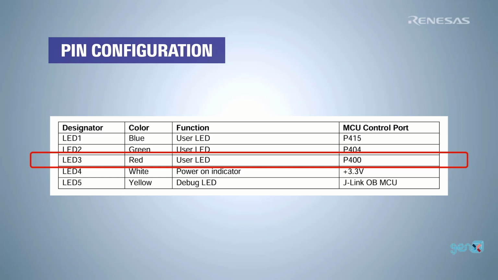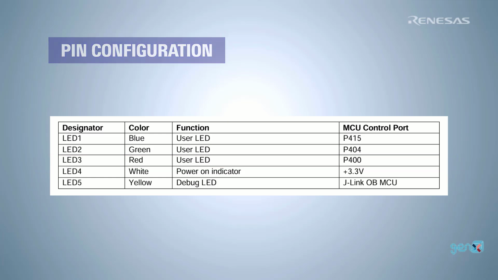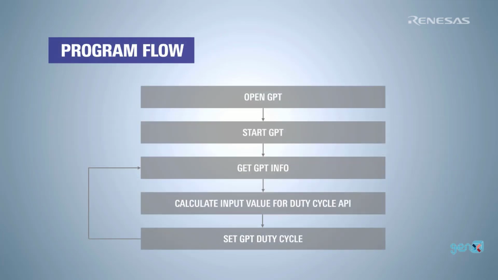For this demo, we are going to make use of a built-in LED on the EK board, which is connected to pin 400. What we are going to do is configure the output of this pin in such a way that the voltage supplied to the LED creates a dimming effect.